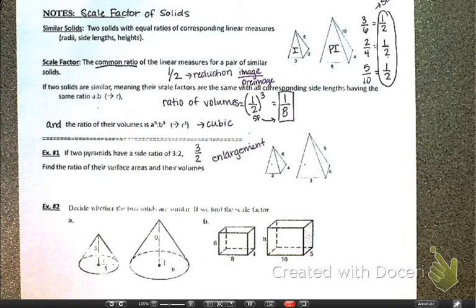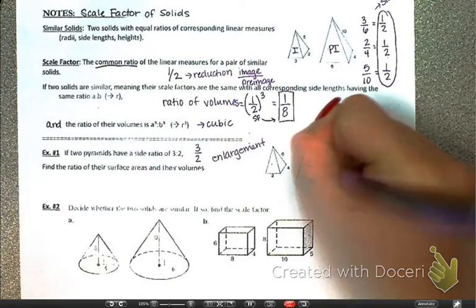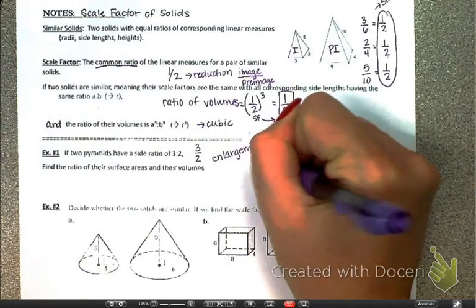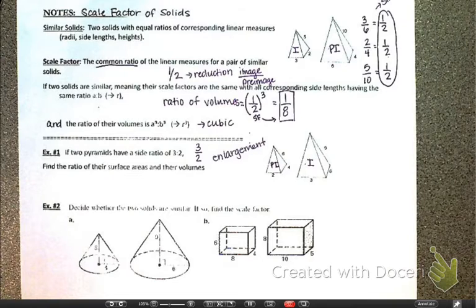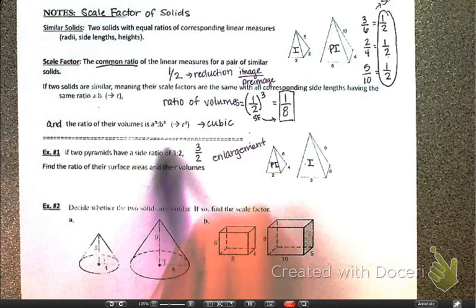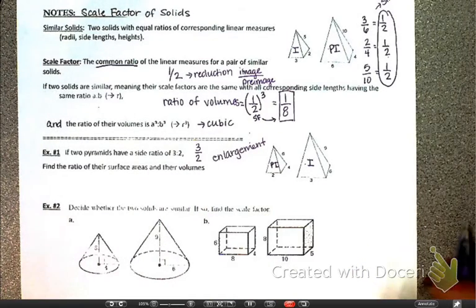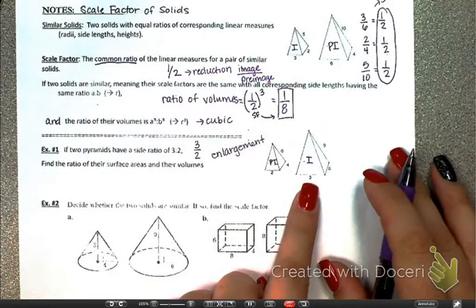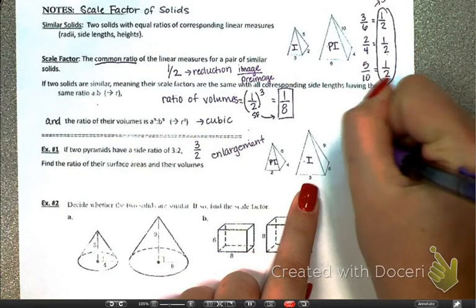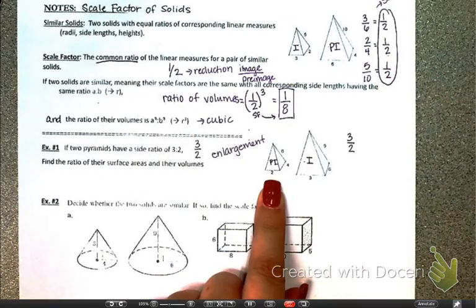So based on that information, which one of these is my image, my new figure? The big one. Okay, so here's my image. Here's my pre-image. Now, I'm already told that the scale factor is 3 over 2, but I could check it. So image, which is 3, over pre-image, which is 2.